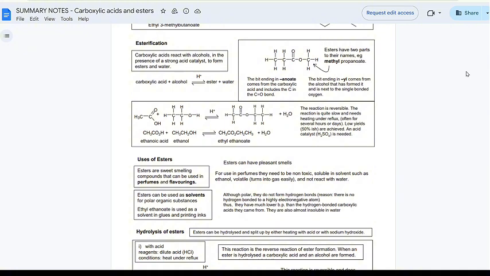So yeah, esters have two parts to their names. Methyl propanoate, for example, here. So the bit that's attached to the oxygen is the first part, and then the larger chain here on the left is the second part, the source of the carboxylic acid. The reaction is reversible, the reaction is quite slow and needs heating under reflux, often for several hours or days. Low yields are achieved. An acid catalyst, and then the example here is sulfuric acid is needed. Is it only sulfuric acid? I'm going to assume it is.